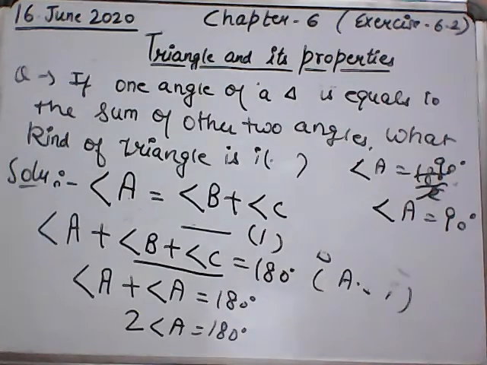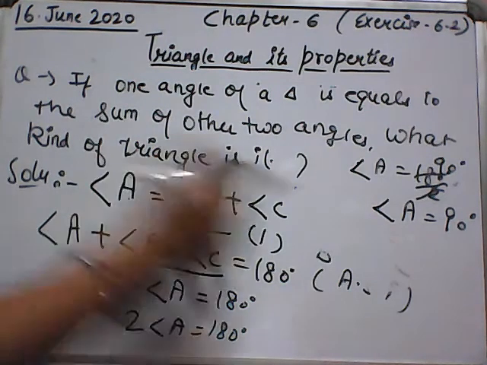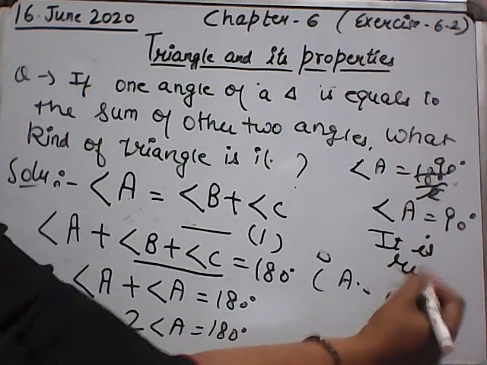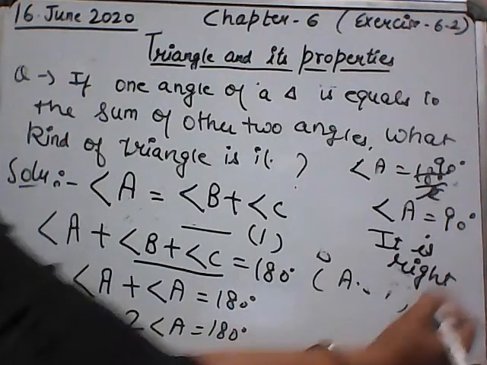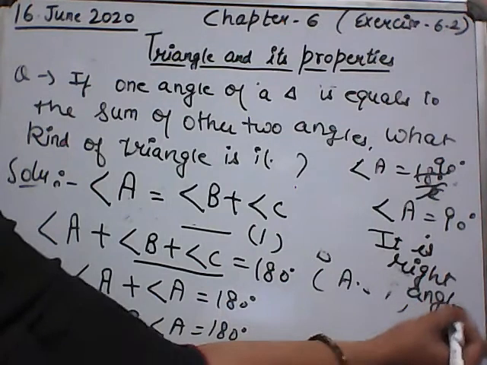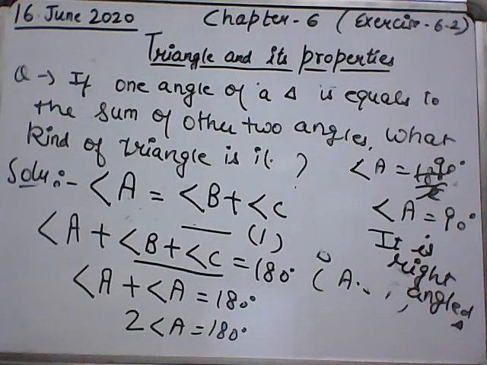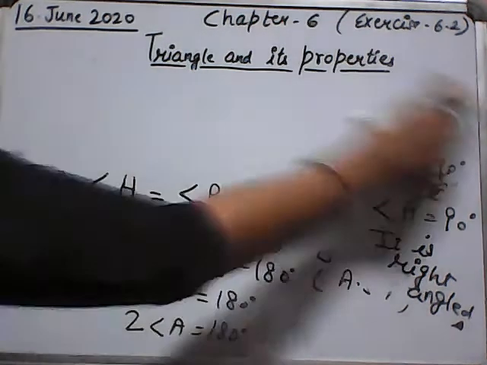We know that when one of the angles is 90 degrees, then the triangle is known as a right angle triangle. What kind of triangle is it? It is a right angled triangle, because one of the angles is 90 degrees. Let's take another question.